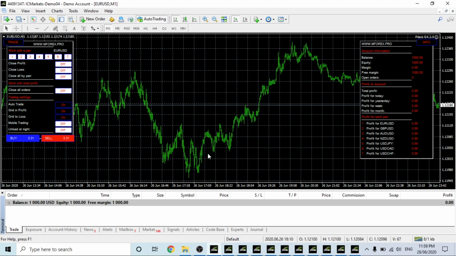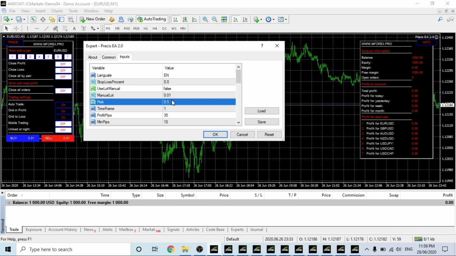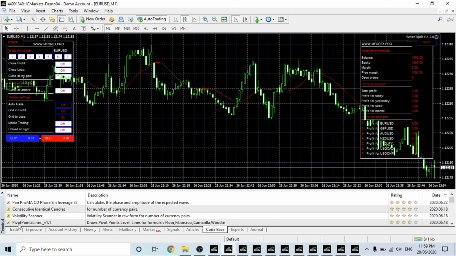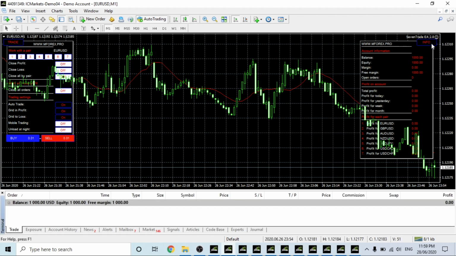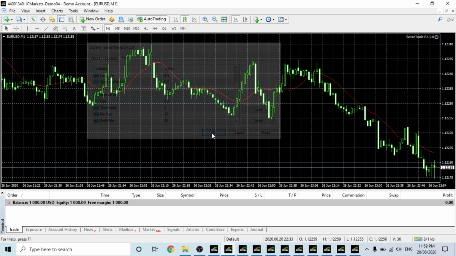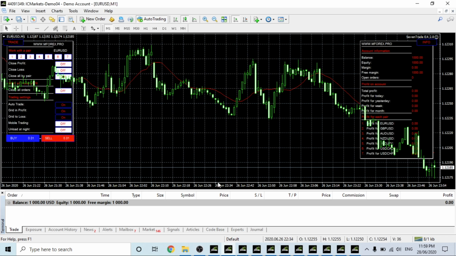So this is the Precis EA. And by the way, all the robots that I'm testing will be on, I think, the default settings. So Precis EA runs 0 USD, M1, and I believe the default risk is 0.5, and that's the only thing I'm worried about there, and everything else is default. So let's move on to Seventrade. With Seventrade, everything is default as well. It should be a risk of 0.5 as well on the 1,000. So that is all set up, ready to rock and roll.